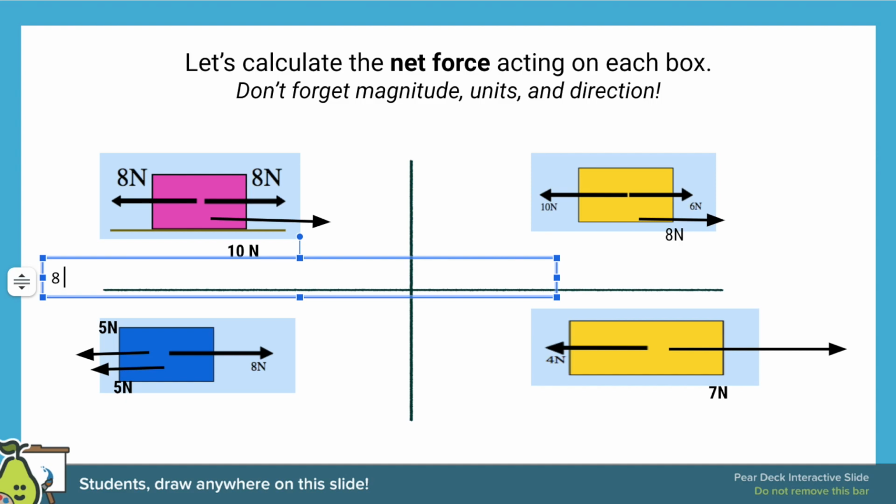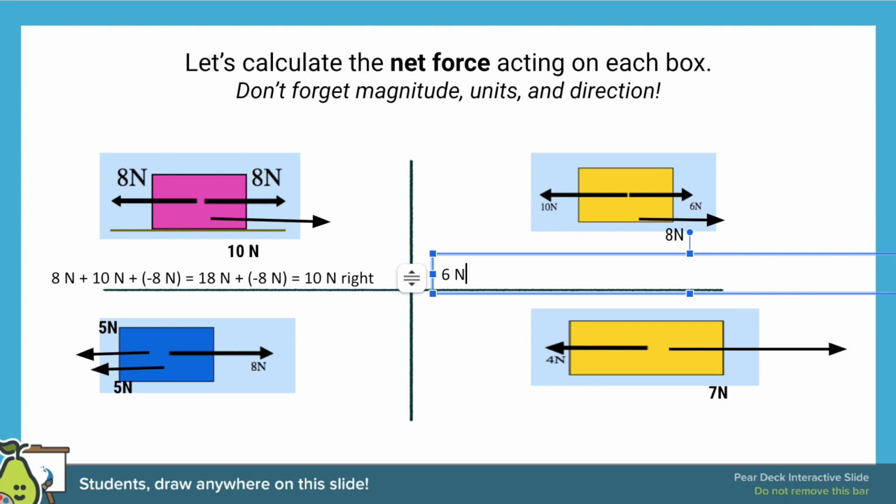So 8 newtons to the right is positive, plus 10 newtons to the right is also positive, plus 8 newtons to the left is negative. And I end up with 10 newtons, and that's to the right. Next problem. 6 newtons to the right is positive, plus 8 newtons to the right is also positive, plus 10 newtons to the left is negative.